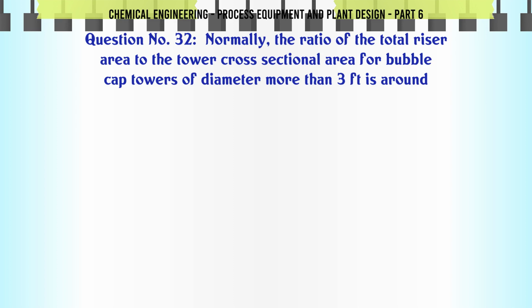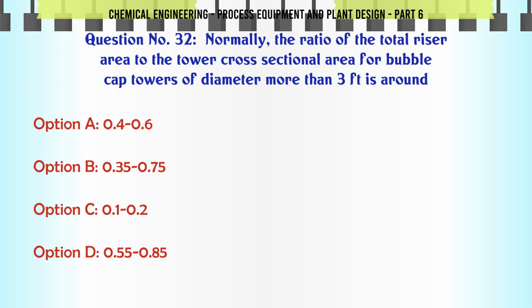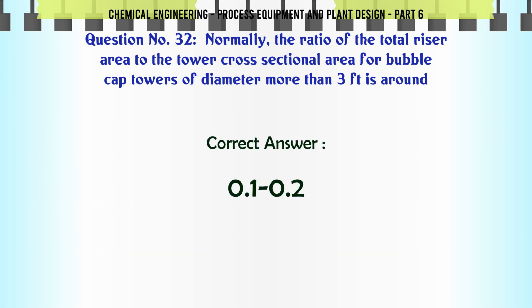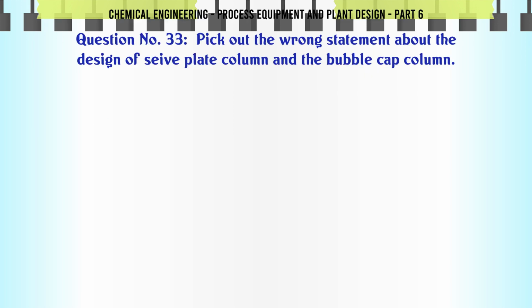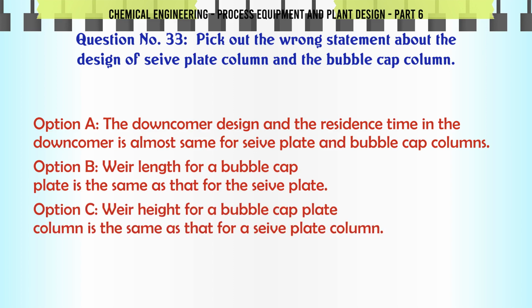Normally the ratio of the total riser area to the tower cross-sectional area for bubble cap towers of diameter more than 3 feet is around A. 0.4-0.6, B. 0.35-0.75, C. 0.1-0.2, D. 0.55-0.85. The correct answer is 0.1-0.2.